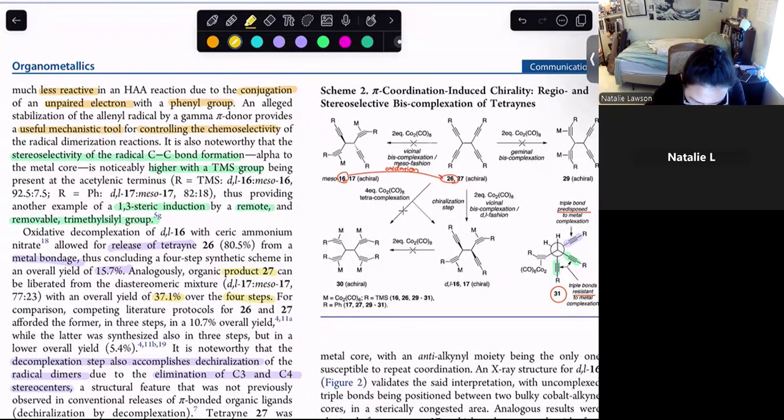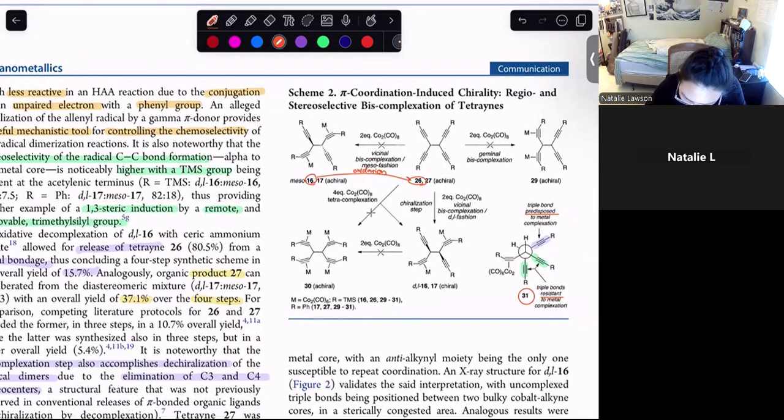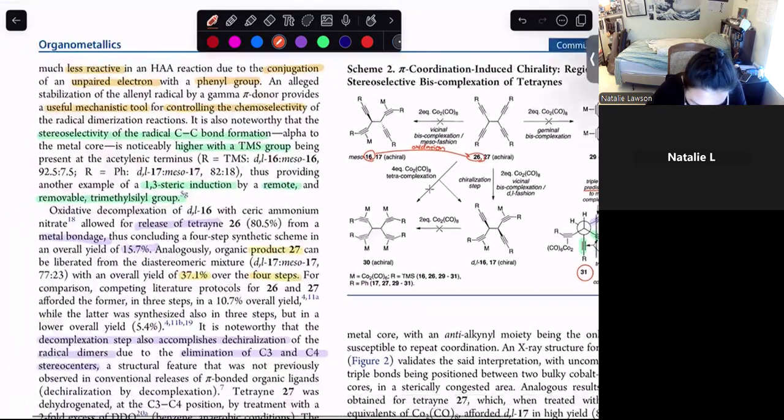It's noteworthy that the decomplexation step also accomplishes decarylization of radical dimers due to the elimination of C3 and C4 stereocenters. Okay, so the decarylization step is right there. Decarylization step. I don't really see it. I think they're just letting us know. Okay.